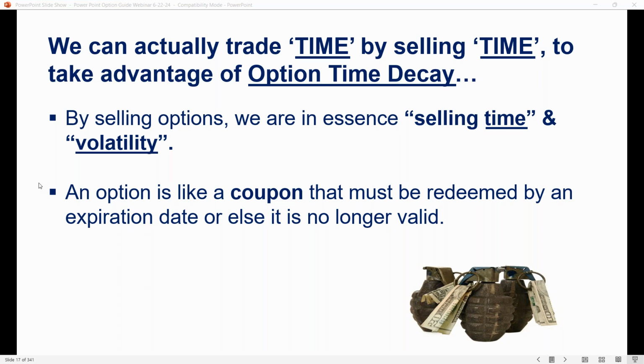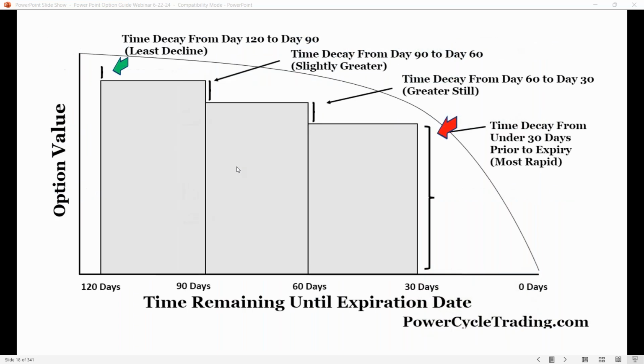So again, another great analogy of an option is to think of it like a coupon that you're going to get at a store. You get that coupon, you see, okay, I have to use this by next week or the end of the week. So I have to redeem it by that expiration date, or else it's no longer valid. Well, that's exactly how an option is with all the different option series. At the end of that series, they're no longer valid. They go to 0. So it's like a coupon.